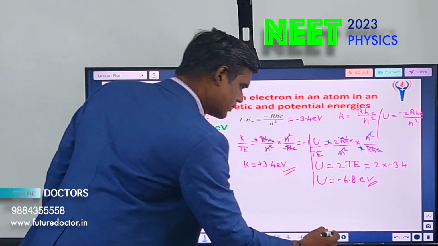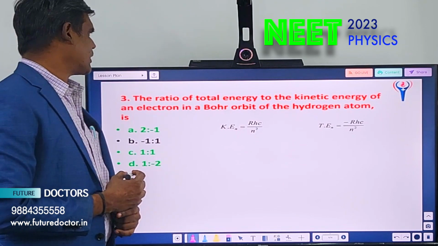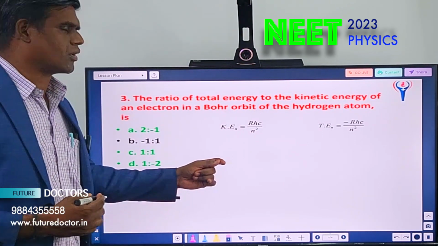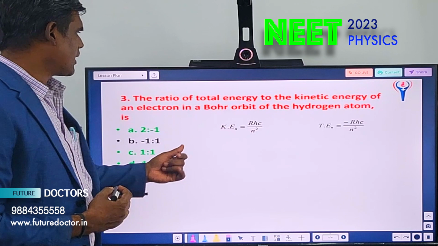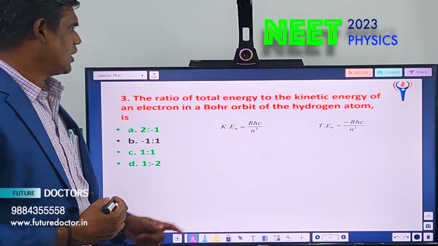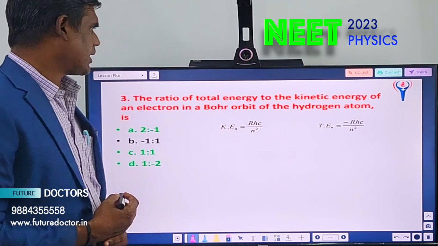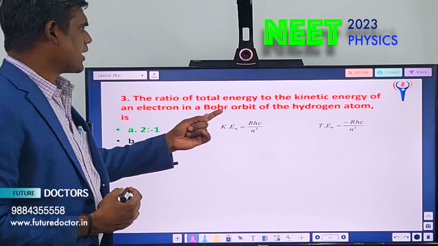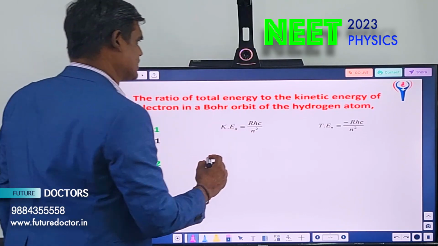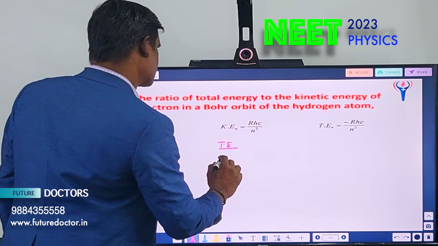Let's move to question number 3. The ratio of the total energy to the kinetic energy of an electron in the Bohr orbit of the hydrogen atom is dash. Kinetic energy equals, formula, RHC by N square. Total energy is minus RHC by N square. Here you want to find total energy by kinetic energy. So total energy TE by kinetic energy K.